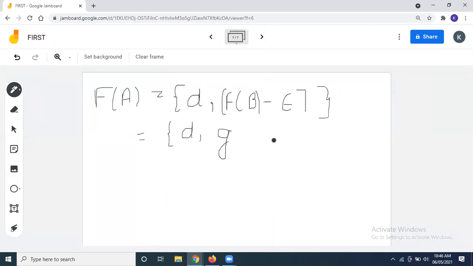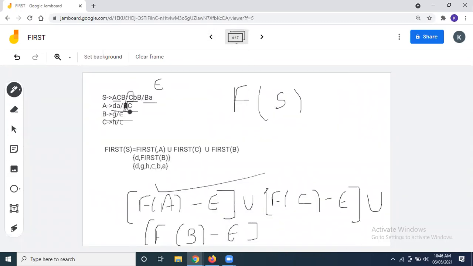Because we have epsilon here, I have to consider first of C minus epsilon. Why? Because I was having B derives epsilon. Whenever we have such productions, that particular symbol will be replaced by epsilon, and then we have to consider the next. It can be terminal or non-terminal. If it is terminal, it's well and good because directly we include it. But if it is non-terminal, again you have to see that production.